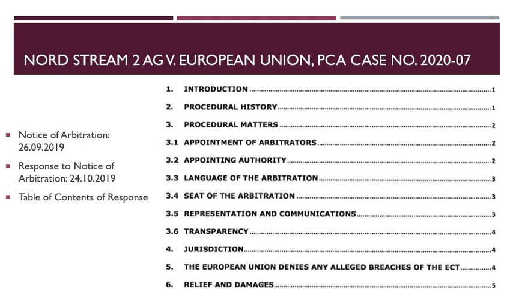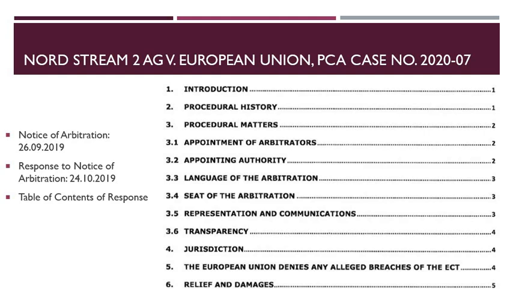In the next lecture, let us build a checklist of items to be included in a response to notice of arbitration. But in this lecture, let us also see a sample reply from an actual case. Nord Stream 2 AG versus European Union, PCA case number 2020-07. A case initiated under the Energy Charter Treaty where the applicable rules of arbitration are the UNCITRAL rules. The notice of arbitration was dated 26 September 2019. The reply to the notice was dated 24 October 2019.